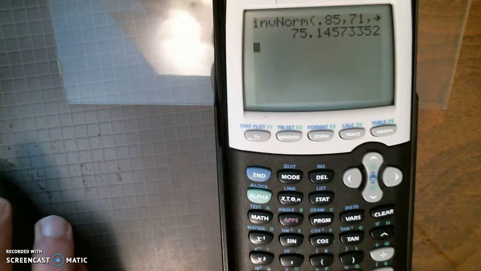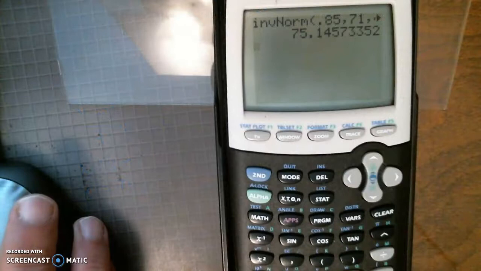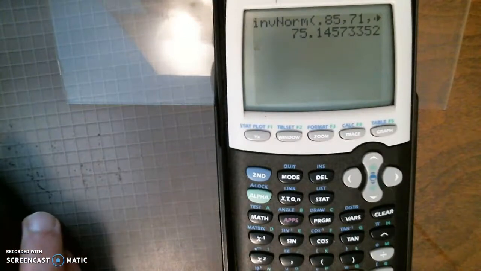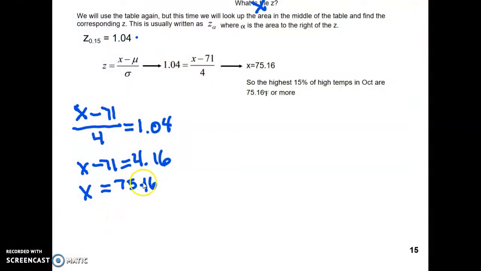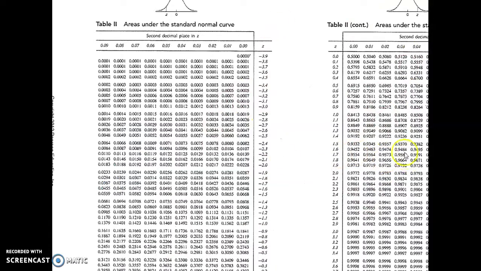That is the exact same answer that we got right there, sort of. Now, you notice there's a little bit of difference. We got 75.14 with the calculator, and by hand we got 75.16, and that's okay. We didn't make a mistake. The table that we use here can only get so accurate, and if you remember, when we were looking up 0.85, we didn't get exactly 0.85. We got 0.8508. And there's where the discrepancy comes in.